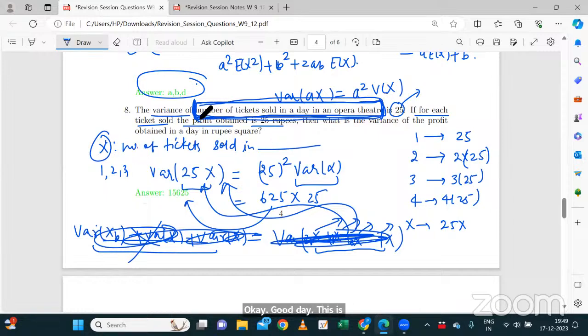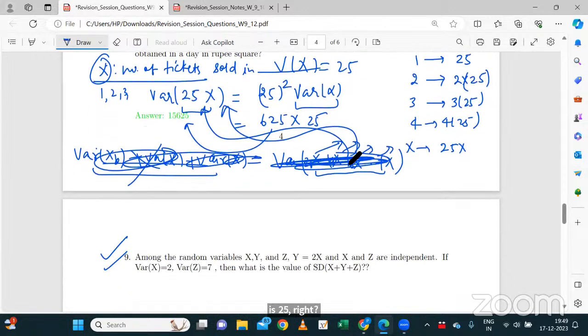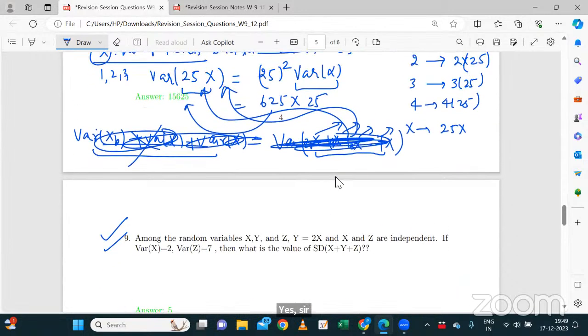It's a simple question. Suppose I am saying X represents the number of tickets sold in a day in an opera theater. So X is representing only the number of tickets. The variance of this number of tickets, that means variance of X, is 25, right? Okay, so this is the last question.